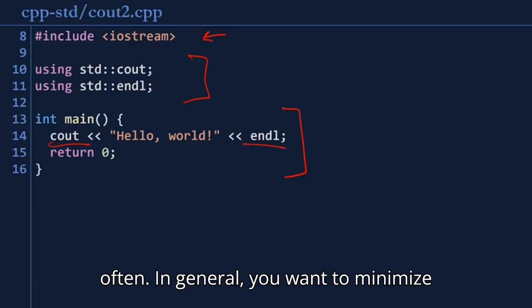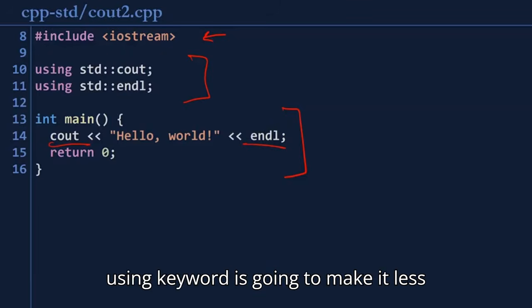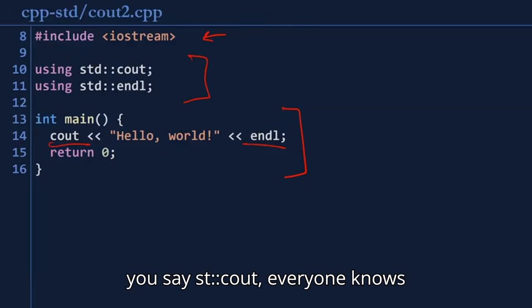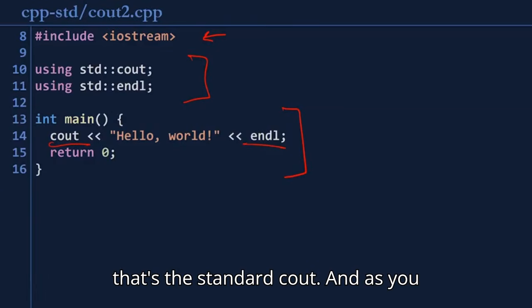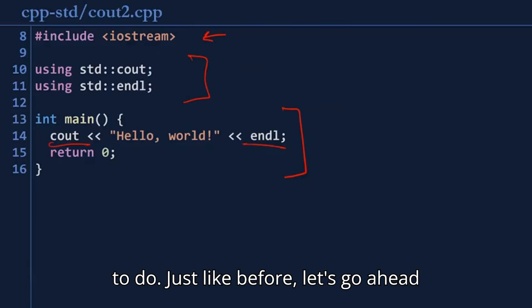In general, you want to minimize the use of the using keyword because it is going to make it less clear exactly what you're running. When you say std::cout, everyone knows that's the standard cout. And as you write this code, everyone's going to be familiar with exactly what you're trying to do.